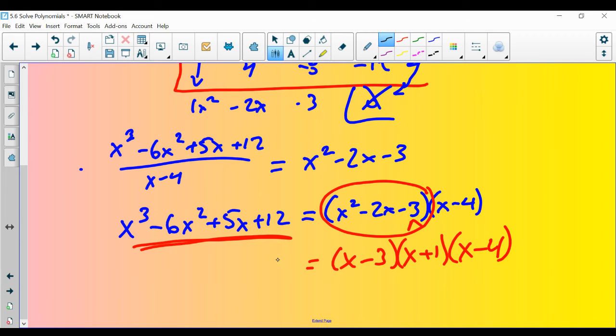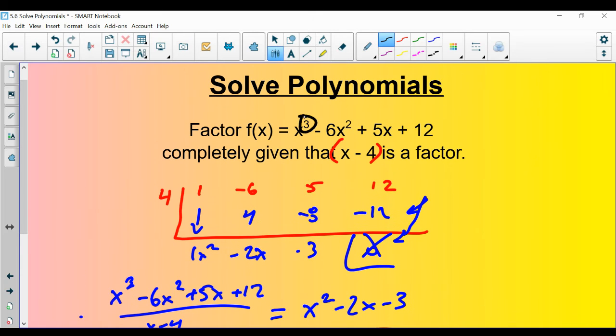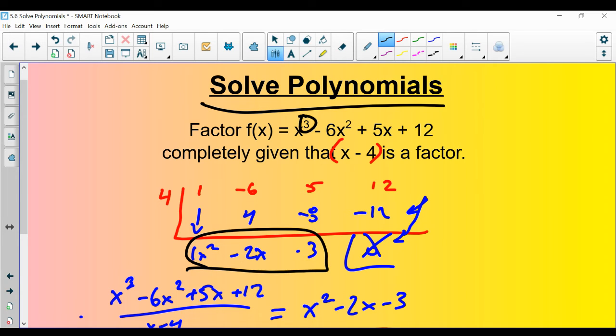Keep in mind, if this was set equal to 0 and you were asked to solve it, we would also be able to solve it. 4 would have been an answer, -1 would have been an answer, and 3 would have been an answer. And how many solutions would we have been looking for? Well, the degree of the polynomial, which is 3. So this is a really pivotal step in solving polynomials. Granted, we had to be given a little bit of information about it, but once we were given information about it, we were able to go the rest of the way. We just divided it by that and then looked to factor the statement here.